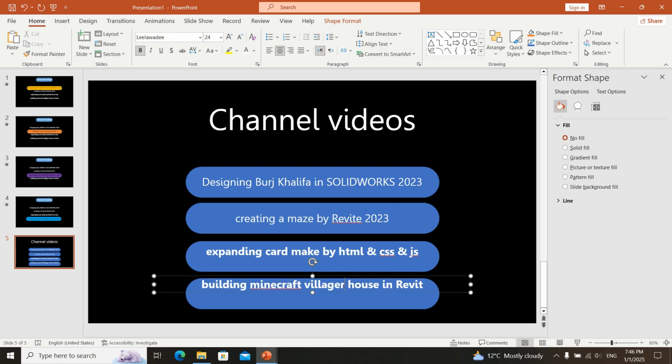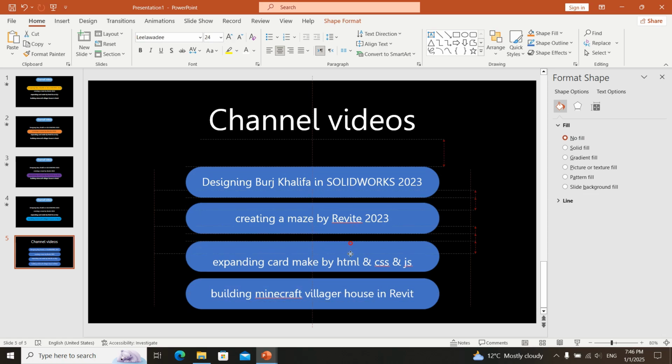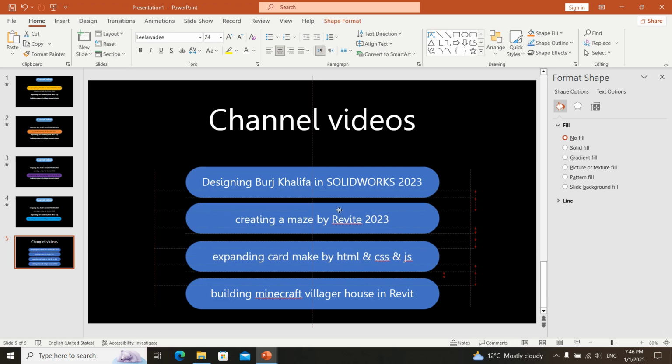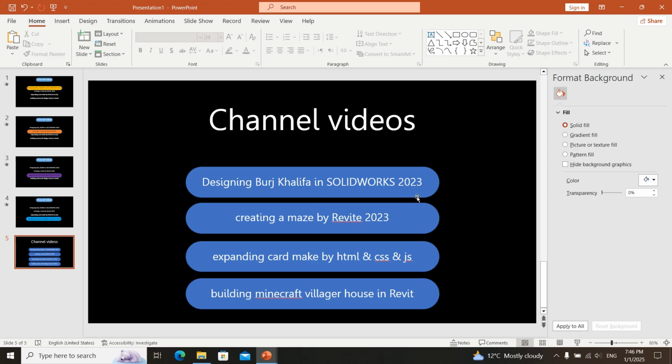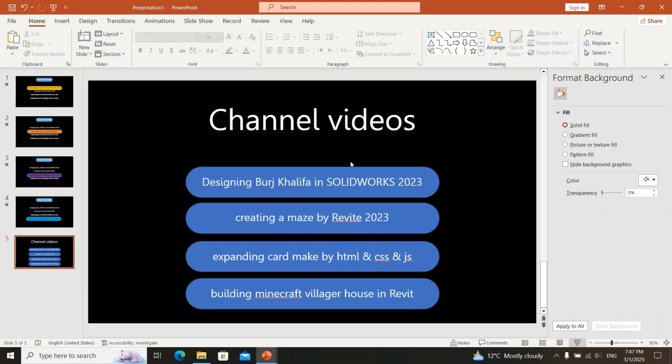Now we need to simply make them not bold. Press Shift and put them in the center of our shape. Okay, this is how we align our shape. Now we can preview our shape, and as you can see, it's beautiful as ever.